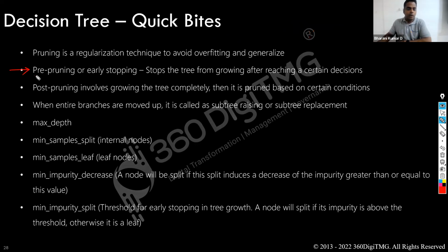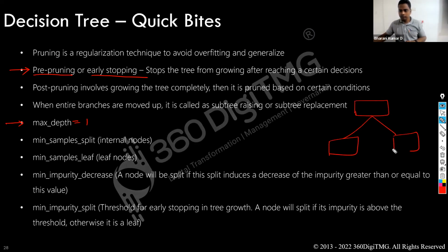Okay. So one is called pre-pruning or early stopping. You put certain conditions and say, please do not grow further. For example, if you say maximum depth equal to 1, do you know what will happen? If you have a root node and you're splitting it, that's it. It will stop here. It will not split any further. It has reached depth equal to 1. Depth equal to 1 is given a special name called decision stump.